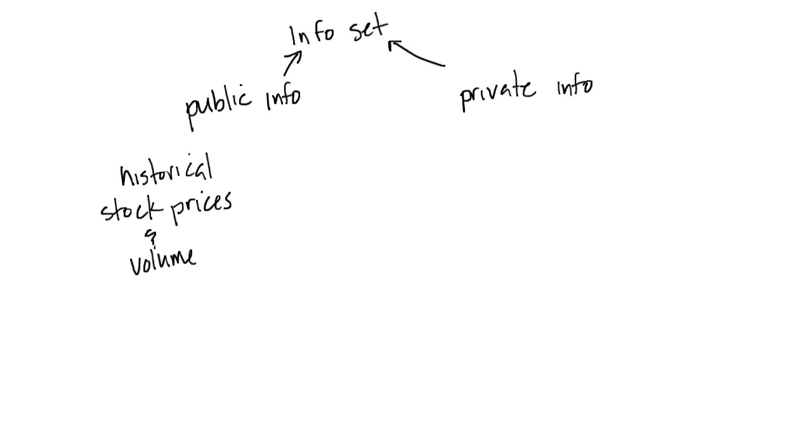So this is just the standard stuff that you find in a chart on Yahoo Finance or on Bloomberg. This is your historical stock prices, historical returns. I guess you could consider historical volatility, your volume, just basic stuff. So this is a subcategory of public information. And this historical stock prices, super easy to get.